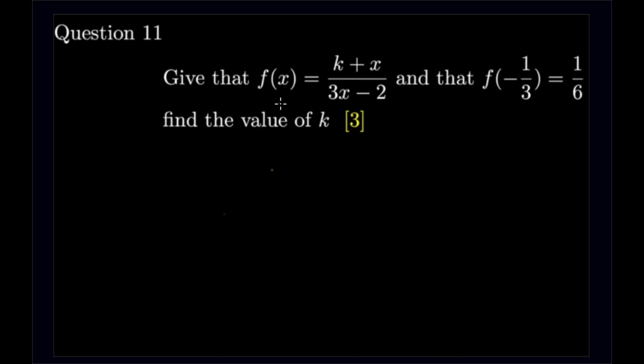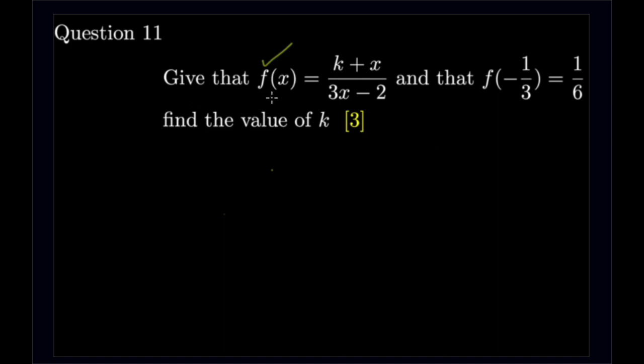Hey guys, let's continue. We're on number 11. Question 11 says f of x equals k plus x divided by 3x minus 2. Okay, this is a function, and f of minus 1/3 equals 1 over 6. So how do you work this out?